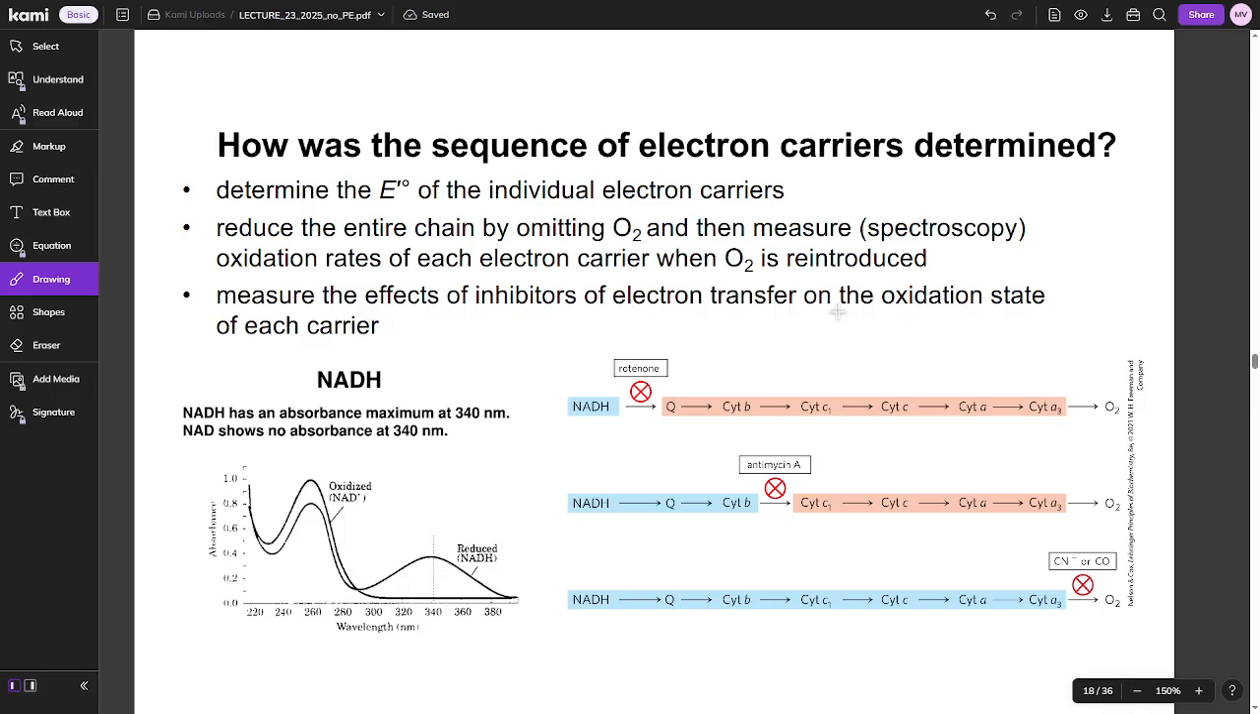How is the order determined? They determine it using a lot of different things. Like the E standard, they reduce the entire chain by omitting O2, and then they try and measure the oxidation rates with each electron carrier. And then maybe they try adding inhibitors. And you should know these inhibitors, by the way. Generally speaking, you should have these inhibitors in mind.